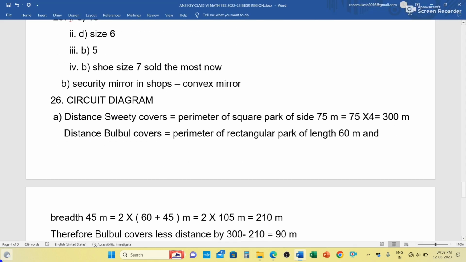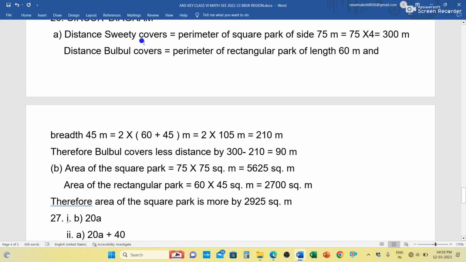Here, distance Sweetie covers equals perimeter of square park of side 75 meter. And you know perimeter of square is side into 4, that is 75 into 4, it will be 300 meter. Distance Bulbul covers equals perimeter of rectangular park of length 60 meter and breadth 45 meter. So perimeter of rectangular park is 2 into length plus breadth, that is 2 into 60 plus 45, that is 2 into 105, that is 210 meter.